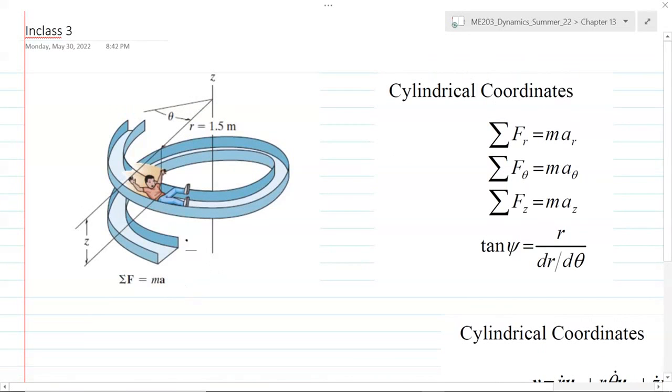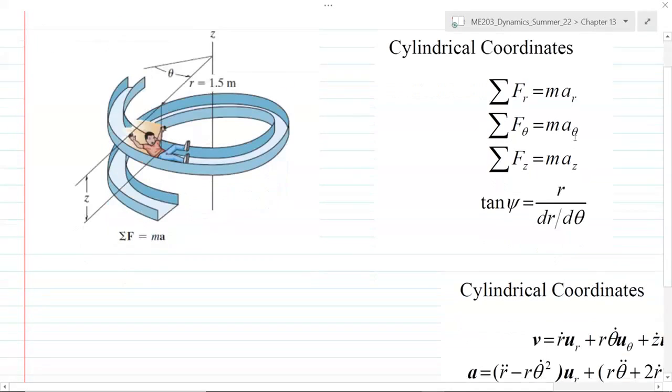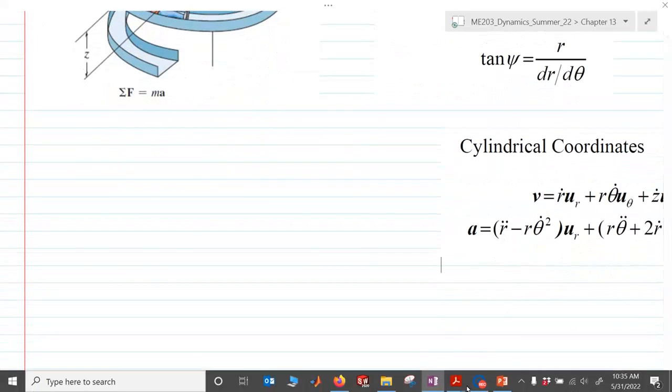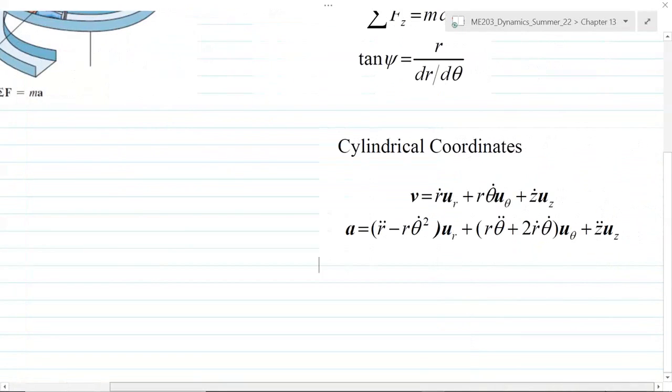So the first step is we will use these equations here, sum of forces in the radial, transverse, and z directions, and the corresponding acceleration equations are given here. These are from chapter 12. This is called radial acceleration, this is a theta, and this is az. So these are the three equations for our acceleration. Oh, there is a typo here. This should be negative, not positive.